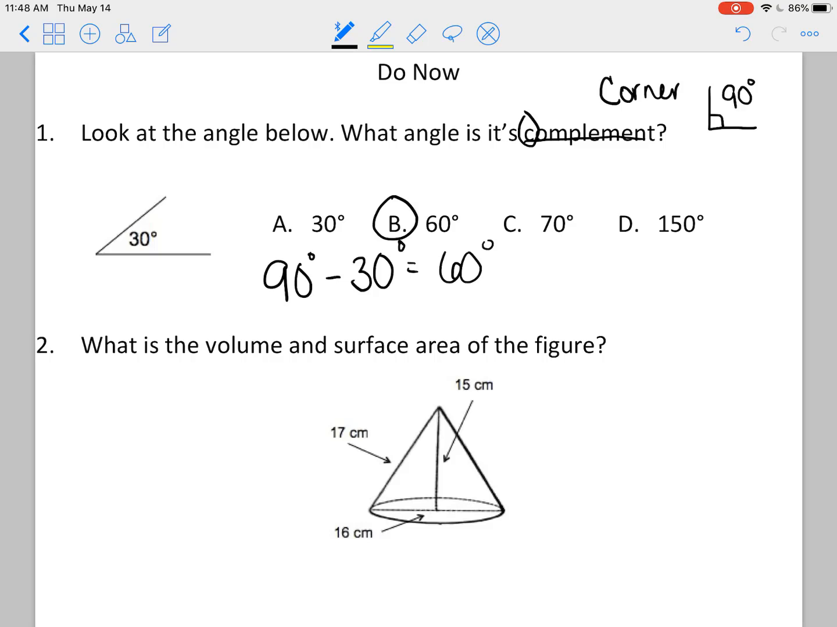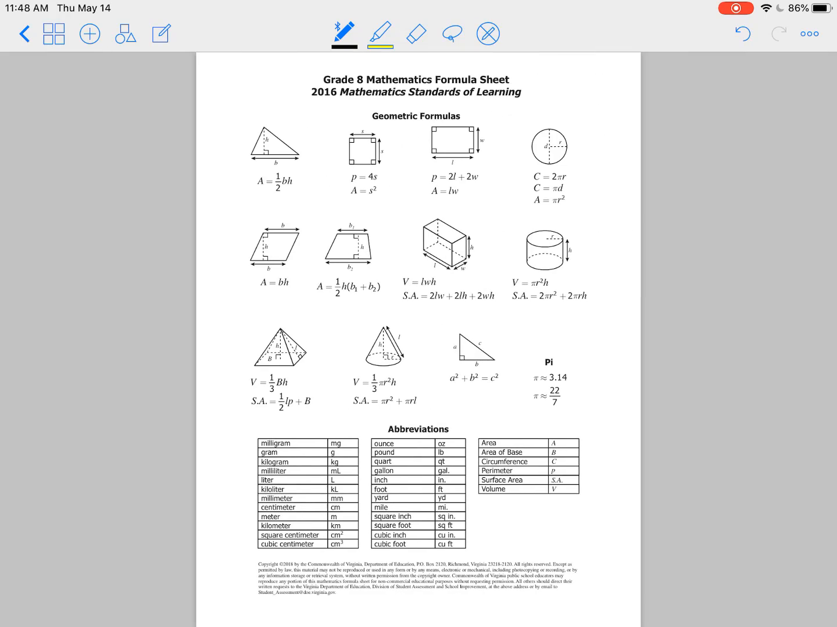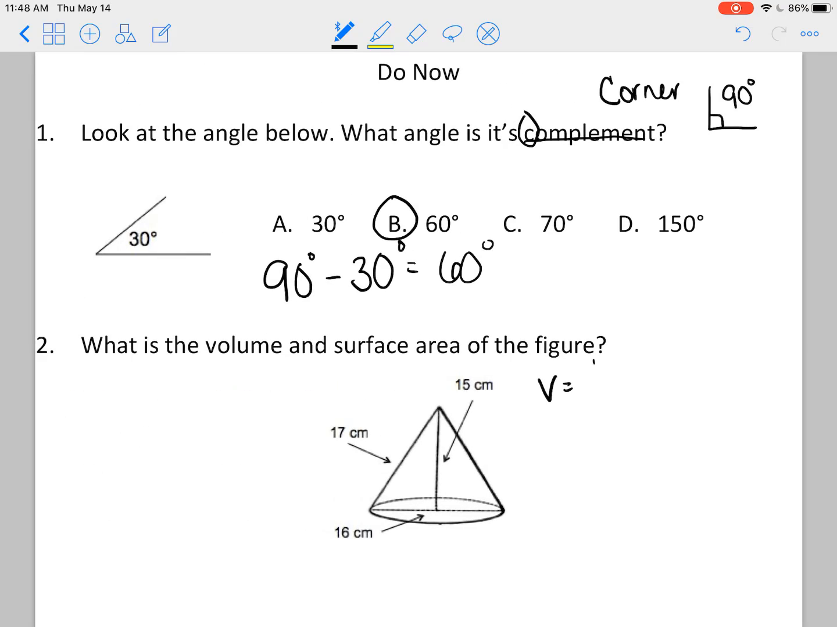Number 2 says, what is the volume and surface area of the figure? So it's important to note that this is a cone. So we're going to start with the volume. And if we look at our formula sheet, our cone is right here. And the volume formula is V equals 1/3 pi r squared h.